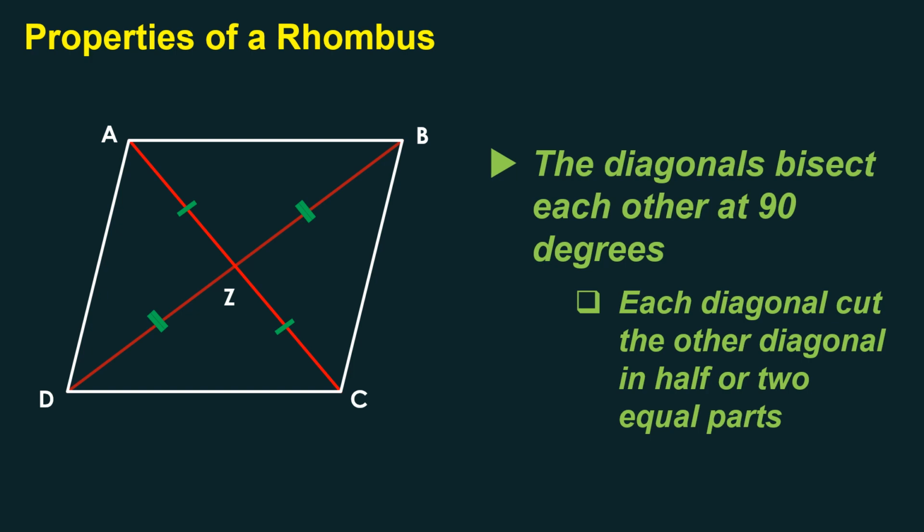So we can say that AZ is equal to CZ, and BZ is equal to DZ. But DZ is not equal to AZ, since AC is not equal to DB for a rhombus.